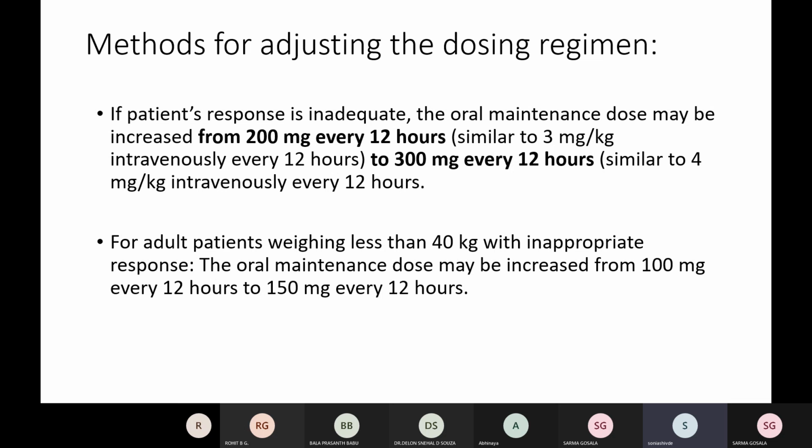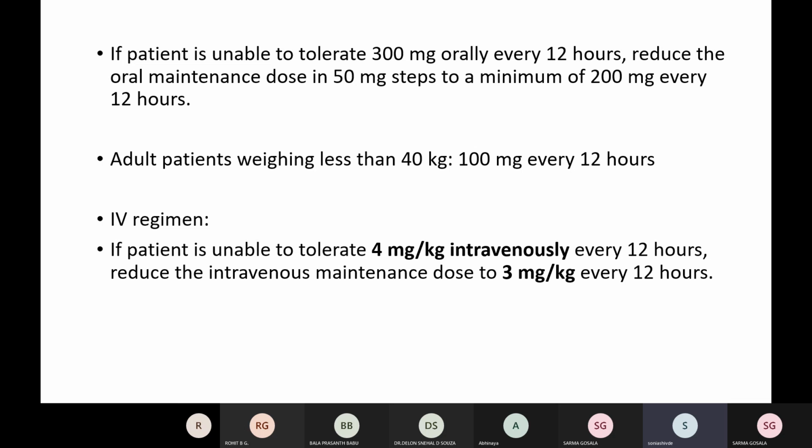For adult patients weighing less than 40 kg, ideally we start with 100 mg BD dosing, but if the patient's response is inadequate, we can increase from 100 mg to 150 mg every 12 hourly. If the patient is unable to tolerate 300 mg orally every 12 hours, step by step we can reduce 50 mg per day to a minimum of 200 mg 12 hourly. Adult patients weighing less than 40 kg, if they are not tolerating the 150 mg dose, we can go back to our 100 mg 12 hourly regimen.